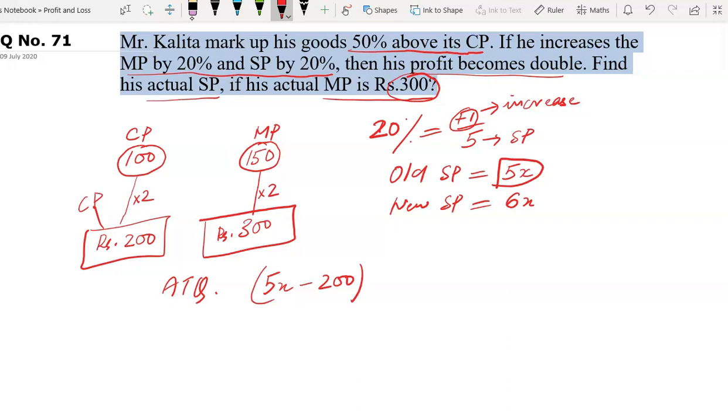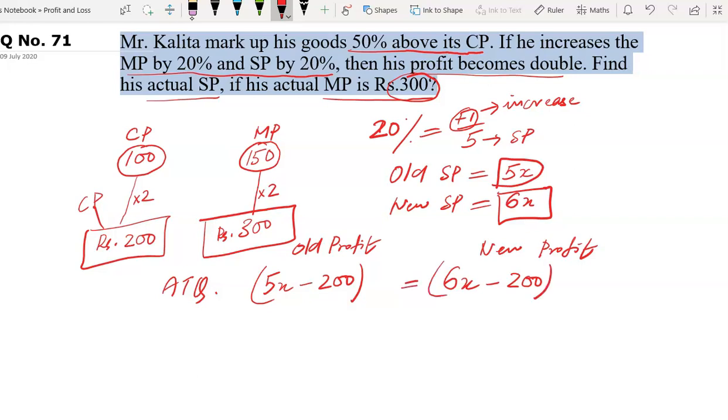Now our new profit is how much? This is the new selling price 6x, and our CP is the same, 6x minus 200. This is the new profit and this is the old profit. Now it says the new profit is double of old profit, then his profit becomes double. So we can equate this, that this new profit is twice of old profit.